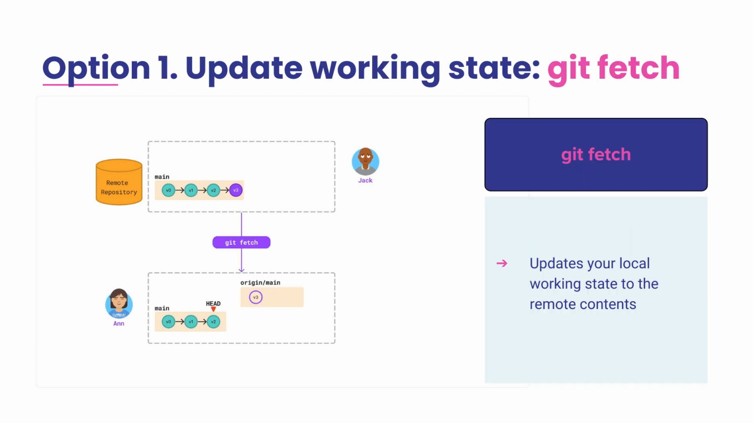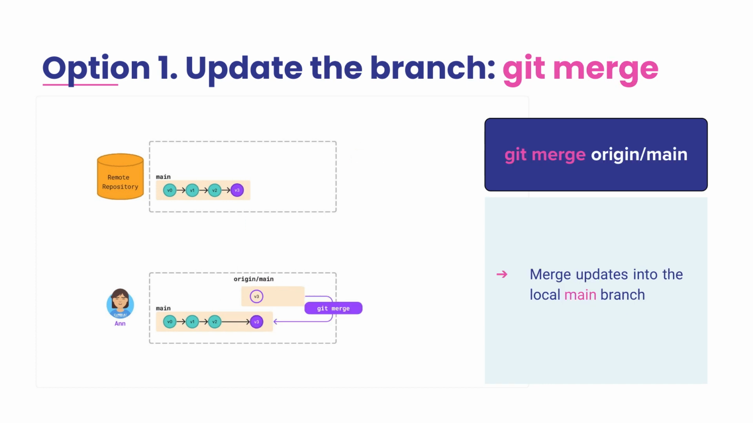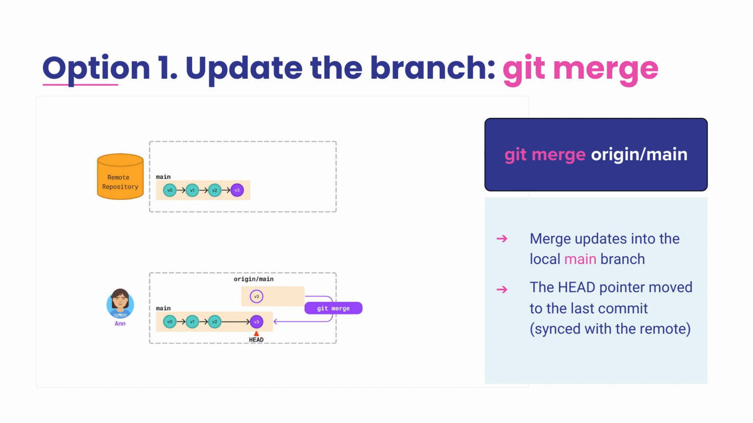First option. Anne updates her local working state to the remote contents using the git fetch command. Be careful. This command doesn't merge versions into the local main branch. So, Anne also needs to merge updates into the local main branch with the git merge command. The head pointer moved to the latest commit.